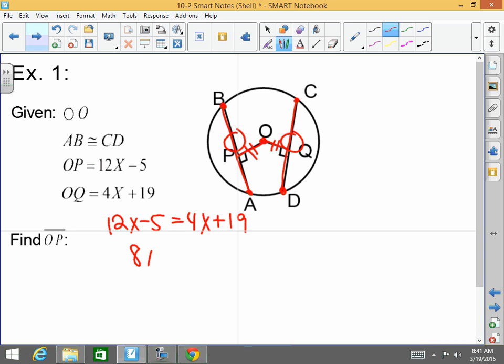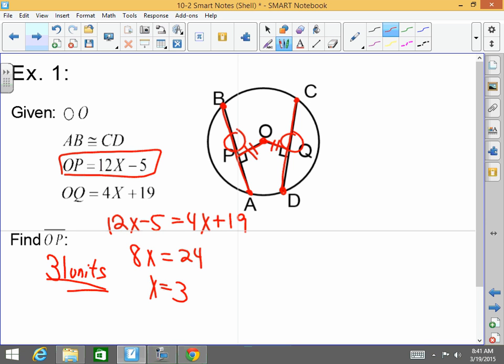Subtract the 4x, that's 8x. Add the 5, that would be 24. So x would equal 3. But please be careful, guys. You know by now in geometry, it's not just finding the x. It's reading the problem. They want to find OP. So we have to plug that x into OP, which is 2 times 3 is 6 minus 5. So we have 1, and whatever units that would be.